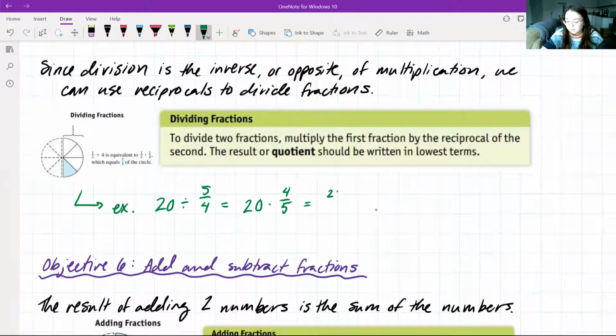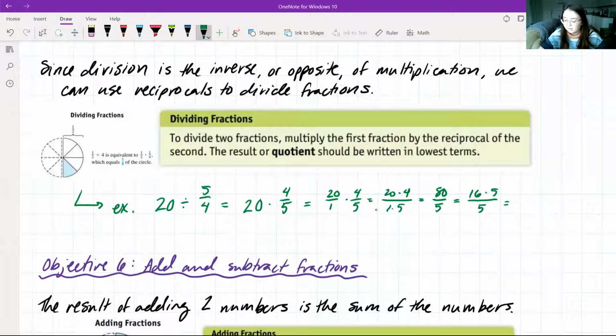So this is going to give us technically 20 divided by 1 times 4 divided by 5, which will give us 20 times 4 divided by 1 times 5, which is going to be 80 divided by 5. And we know that 5 can factor into 80, or 5 is a factor of 80. We say 16 times 5 divided by 5, which is like saying 16 times 5 over 5, and using the property of 1, we get this as 16 times 1, which is just 16.